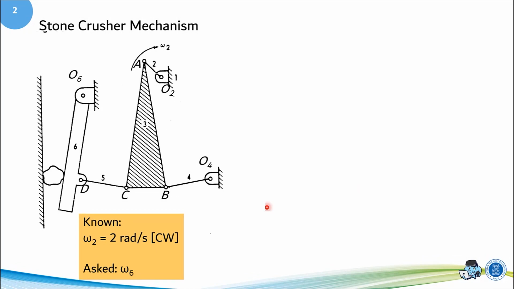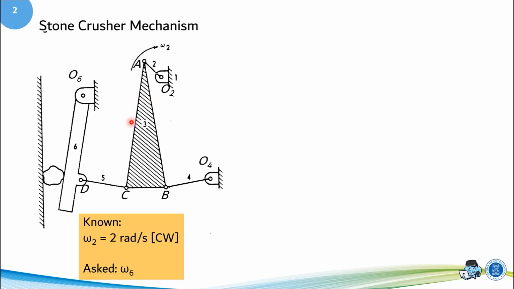In the previous segment, we have seen the example of using the velocity image in the analysis. Today, we will see another example which is maybe more complex for you. It is a stone crusher mechanism. You see that there is the triangle link, or we call it the complex link. That is link number 3.